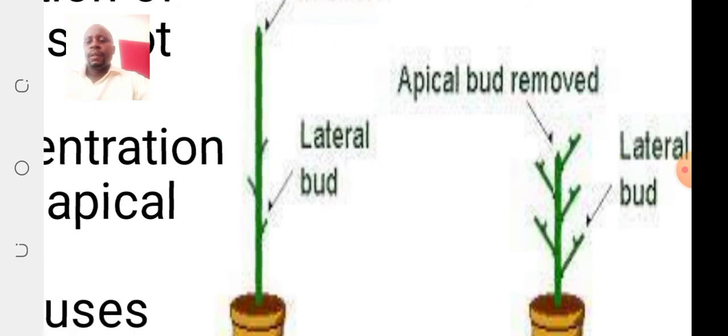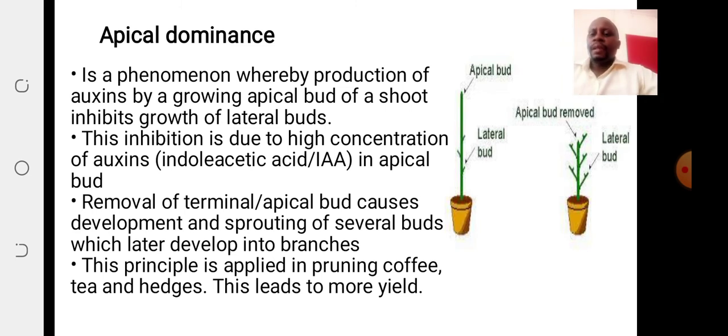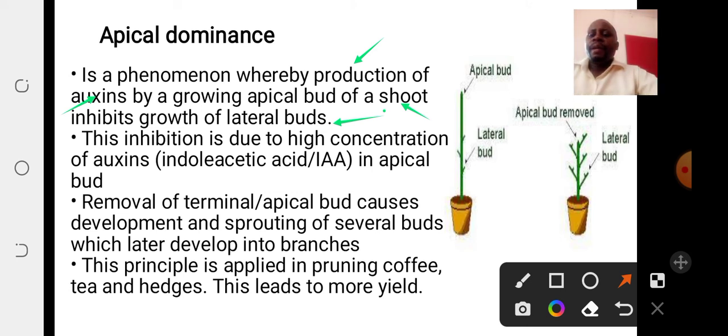Is it clear? So what have we said apical dominancy is? So we have said that apical dominance is a phenomenon whereby production of auxins by a growing apical bud of a shoot inhibits growth of lateral buds. A phenomenon whereby production of auxins by an apical bud inhibits growth of lateral buds. This inhibition is due to high concentration of auxins, also known as indole acetic acid.